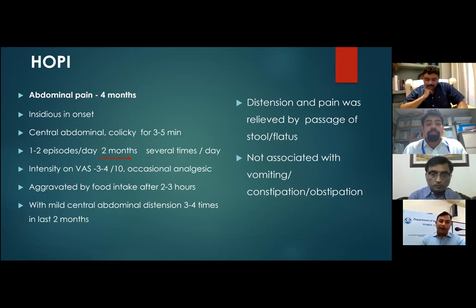Pain used to be aggravated by food intake, usually after 2 to 3 hours. There was also mild central abdominal distension along with the pain, which had increased 3 to 4 times in the last 2 months. However, there was no associated vomiting, constipation or obstipation, but the patient gave a history of distension and pain which was relieved after passage of stool or flatus.